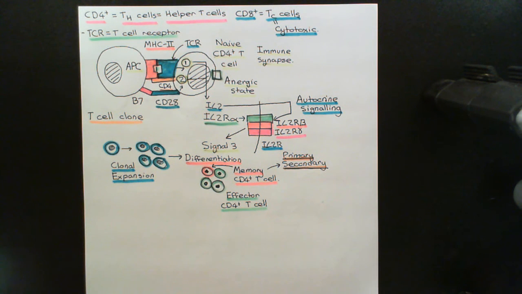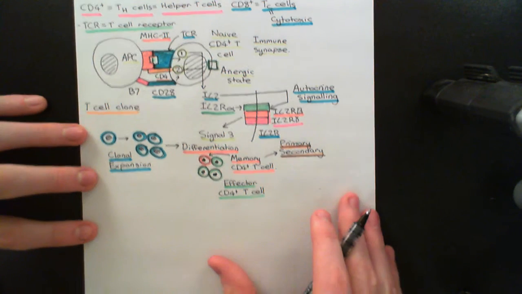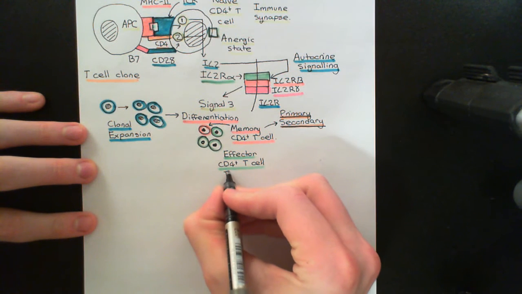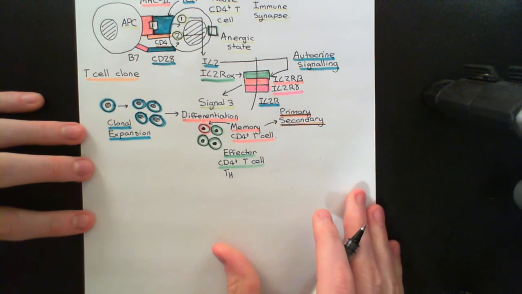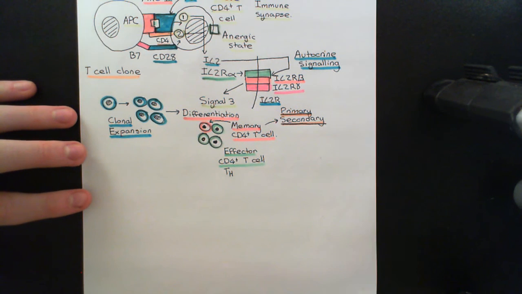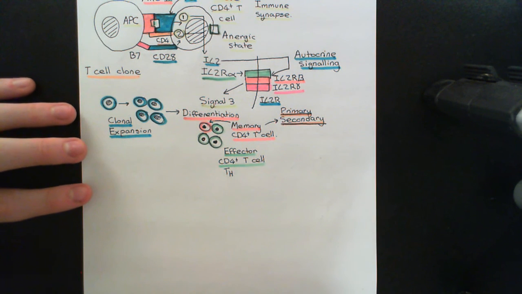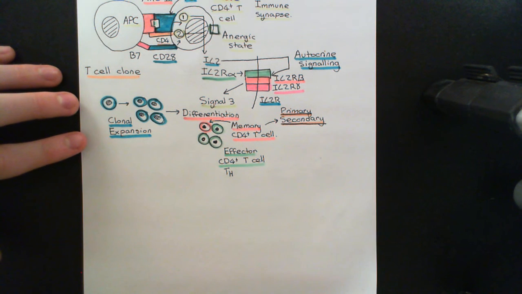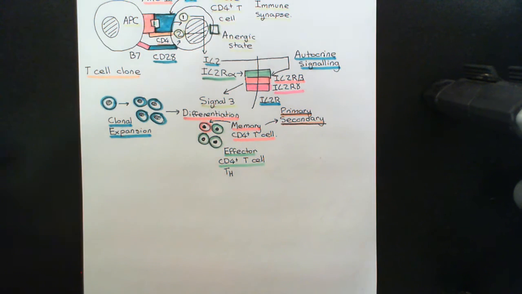Okay, so let's now go on to the effector CD4 positive T cells, also known as helper T cells. Okay, so there are different types of effector helper T cells. So for instance, T helper 1, T helper 2, T helper 17, T follicular helper, the list goes on and on. There are loads of different types of effector CD4 positive or helper T cells. In the adaptive immune response to tuberculosis, the effector helper T cells that you're going to produce are going to be of the T helper 1 type.